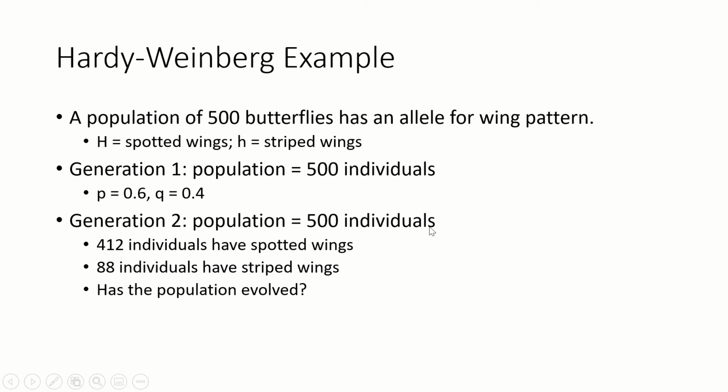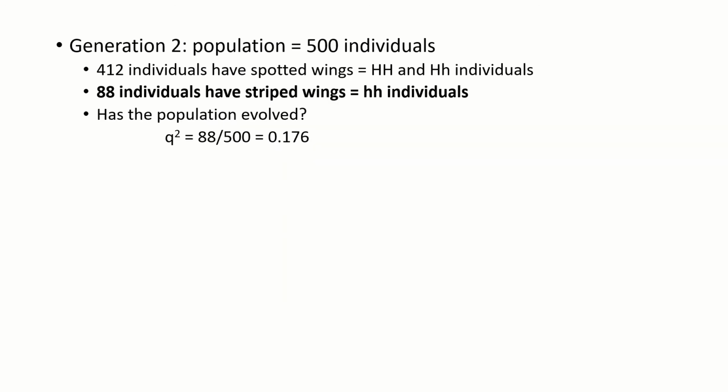All right, in the next generation, to keep it simple, we're going to say we have 500 individuals again. And we count up all the individuals. We have 88 individuals with striped wings, 412 with spotted wings. Is that a different allele frequency? Okay, let's find out. So we look at our individuals with the recessive allele. Those are all homozygous recessive.